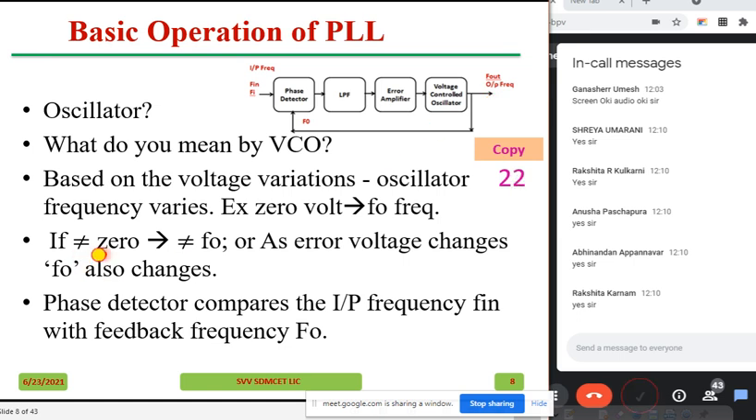The same thing is written here. If it is not equal to 0, then the output of this voltage controlled oscillator will not be equal to F0. And based on this error voltage, this F0 will also change, either increase or decrease.